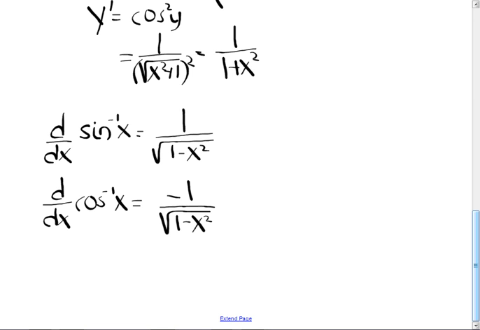Tangent's a little bit different. And the derivative of the inverse tangent function is 1 over 1 plus x squared. Then next Tuesday, we'll do 2 to the x, e to the x, and logs. And that will be all the derivatives that we need to know.